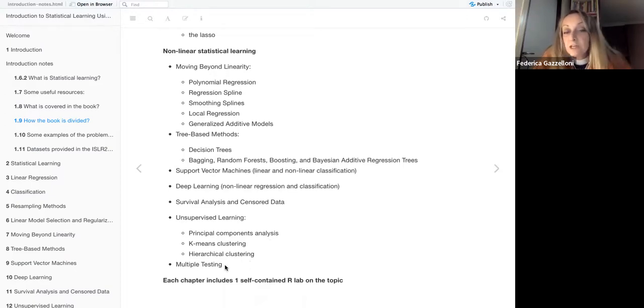And then the last chapter is multiple testing. I guess it uses different techniques that have been presented in the book. Each chapter has a self-contained R lab. That means that if you don't do it, nothing happens. They are not connected to each other.